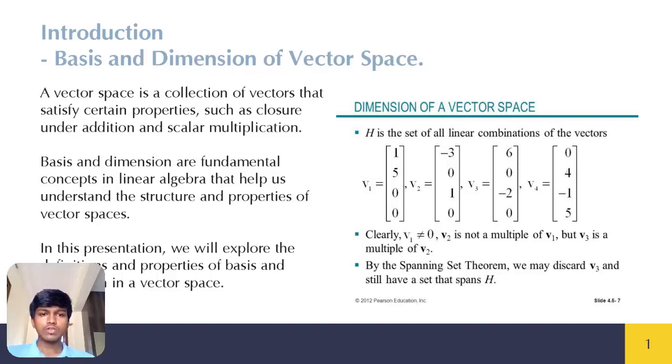So, the dimensions of a vector space. Consider H is a set of linear combinations of the vectors as we see in the image. Clearly in this, V1 is not equal to 0 and V2 is not a multiple of V1, but V3 is a multiple of V2. By the spanning set theorem, we can discard V3 and still have a set that spans H.